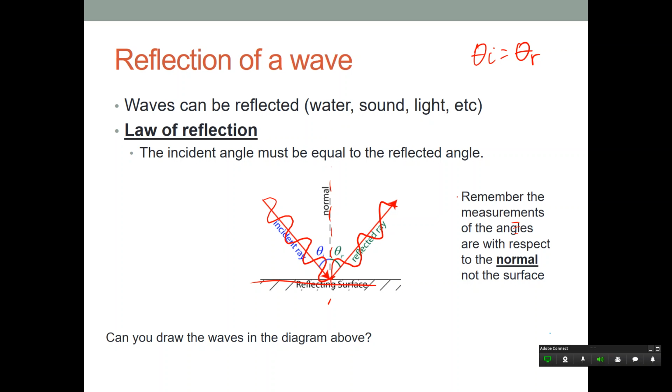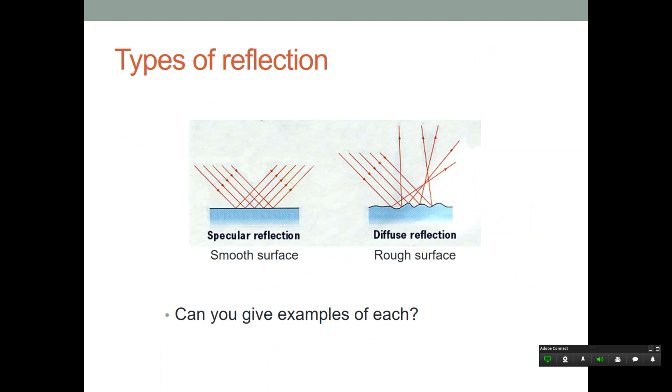Make sense? We have two types of reflection, right? And we call them specular and diffuse reflection. Specular is like on shiny objects, diffuse would be on non-shiny objects.